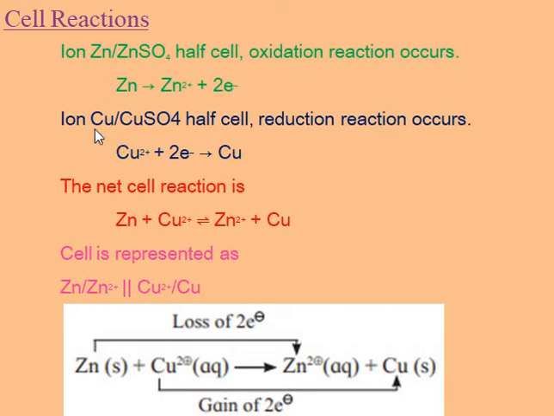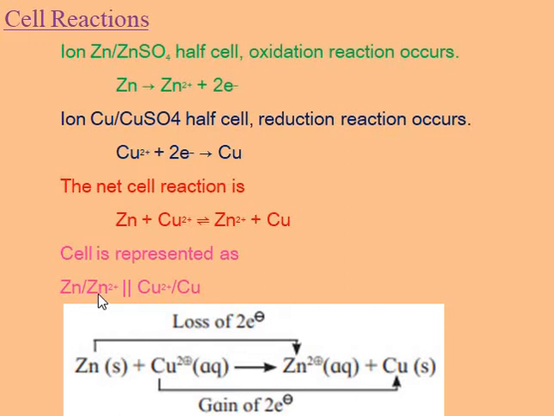Zn → Zn2+ + 2 electrons; Cu2+ + 2 electrons → Cu. The net cell reaction is Zn + Cu2+ → Zn2+ + Cu. And the cell is represented as Zn | Zn2+ || Cu2+ | Cu, and this representation is the Daniell cell.